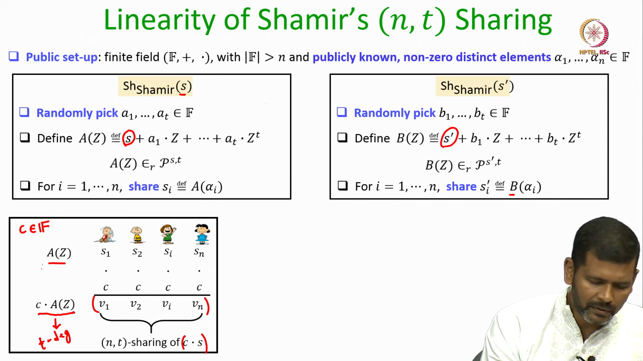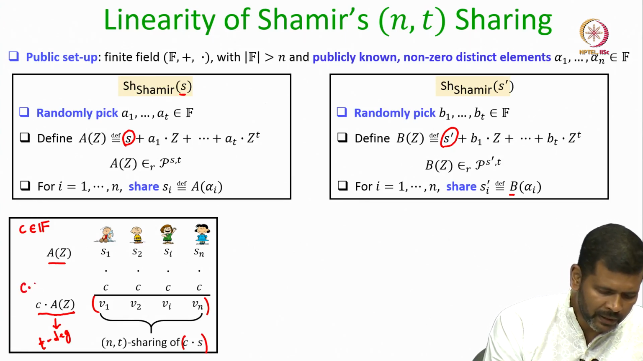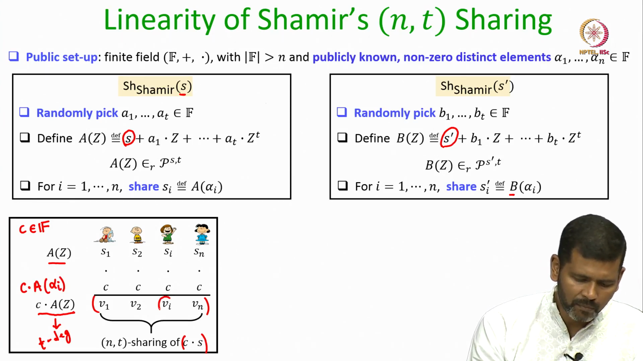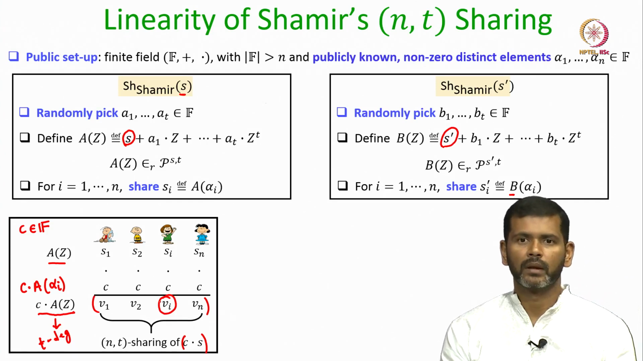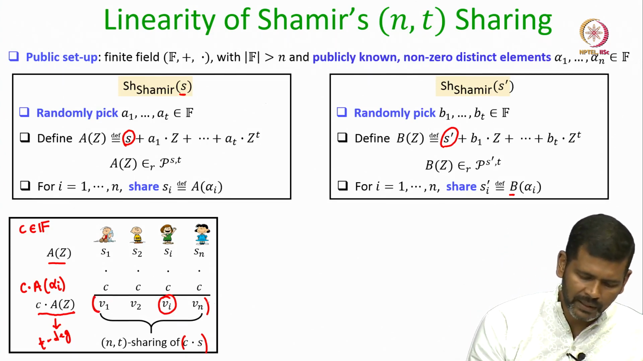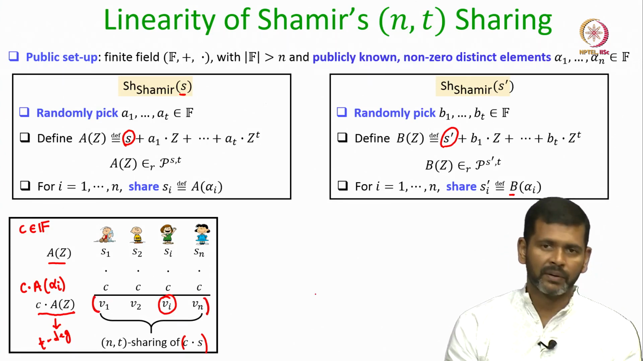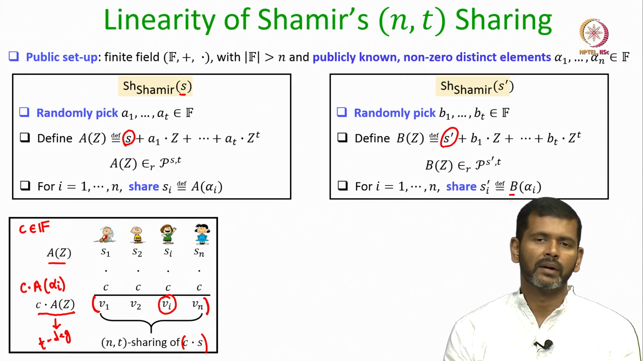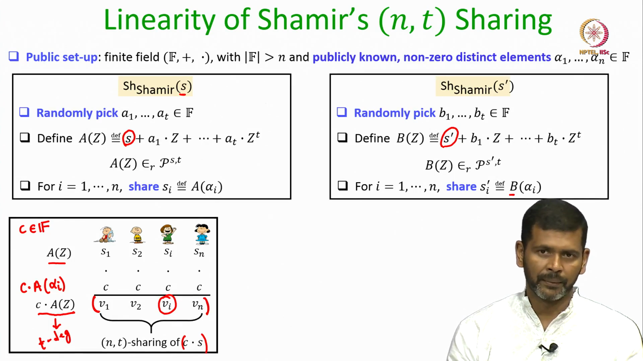and this C times A polynomial, if I evaluate it at alpha_i, will give me the value V_i. So, that means collectively the vector of new values V_1, V_2, V_i, V_n constitutes a t out of n secret sharing of C times S.